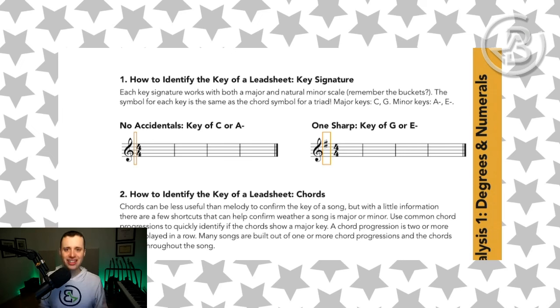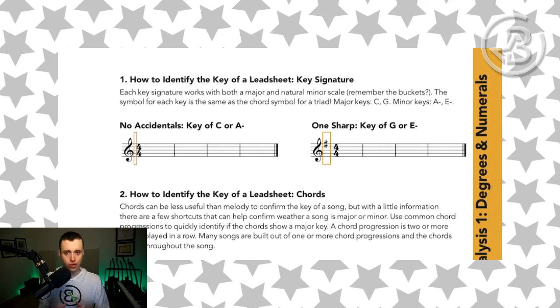The first step for you to figure out what key a song is in is to look at the key signature and then think about the two possible keys that are connected to that key signature. Because remember, there's relative major and relative minor keys that share the same key signature, but we're not going to be sure which is which until we look at the chords and the notes. So this is the first step.